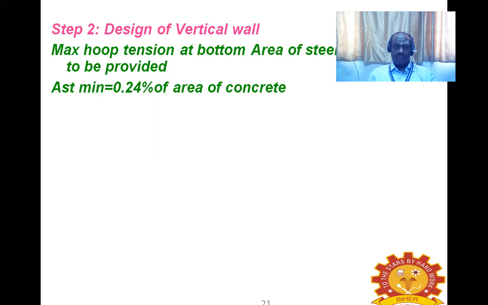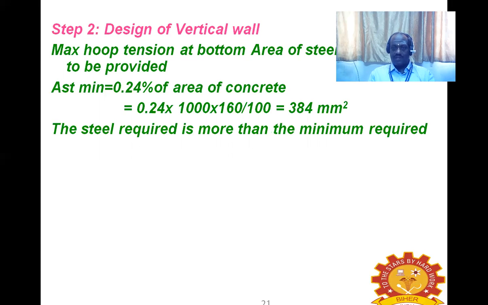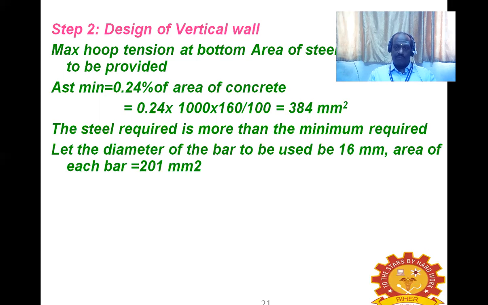So the minimum area of steel is 0.24% of the area of concrete. For the area of concrete, generally the gross cross-sectional area we have to take. So assuming 1000 as the breadth and the thickness we have calculated already, 0.24 divided by 100 into 1000 into 160. So it is 384 square mm. That is the area of steel required. This area of steel required is more than the minimum required.